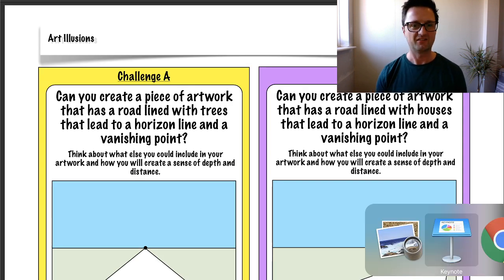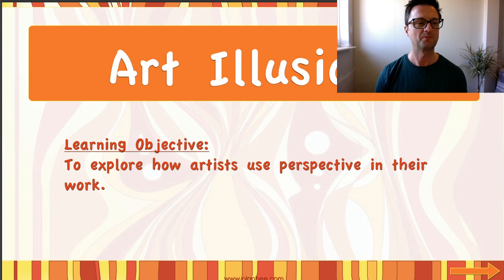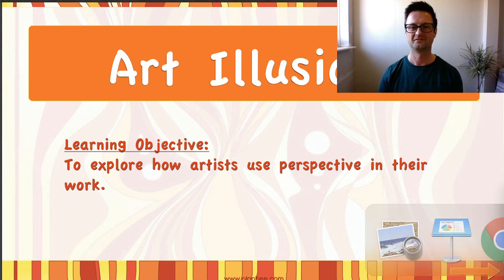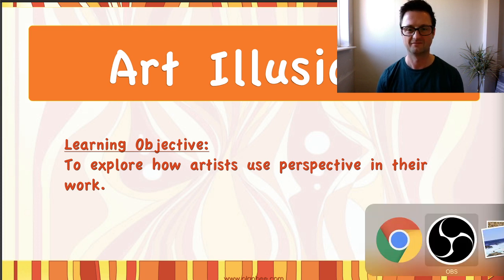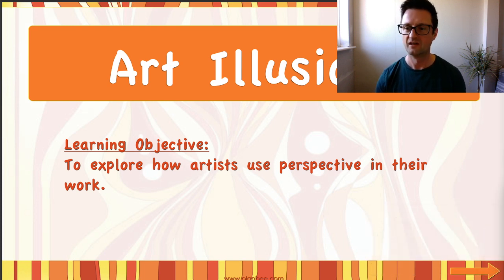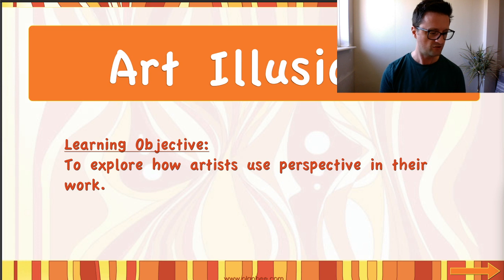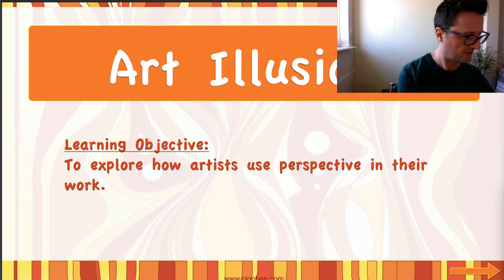Okay, are you ready, artists? Let's get started. So, art illusions, that's the subject of today's session. And as I said, you will probably need a pen or a pencil, ideally, and some paper, a ruler if you have it. Now, if you don't have a ruler to hand, you can actually make a brilliant straight edge just using a piece of paper. And I'll show you how to do that.